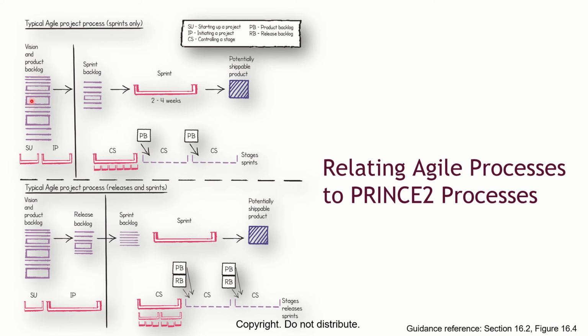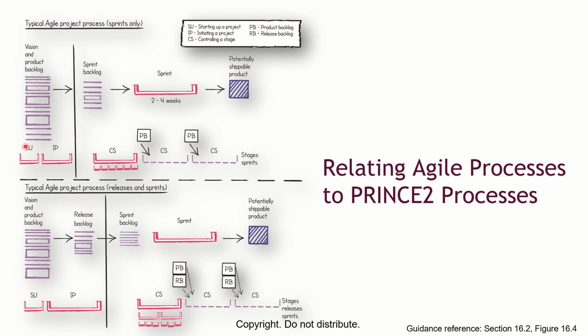Now, how do we relate this to Agile? In Agile, you have to envision your product at a stage called starting up a project. That is the Prince2 process, starting up a project. That's what they call it in Prince2.